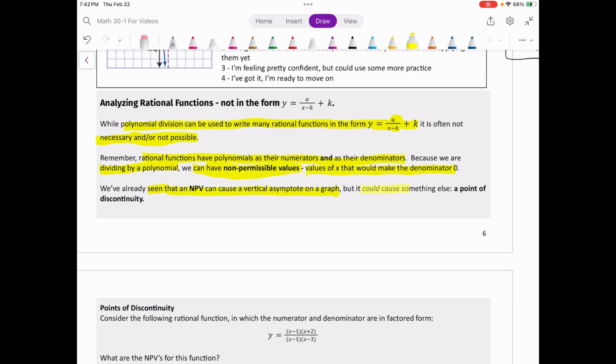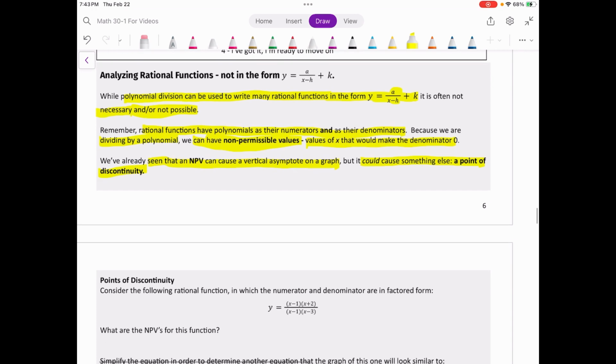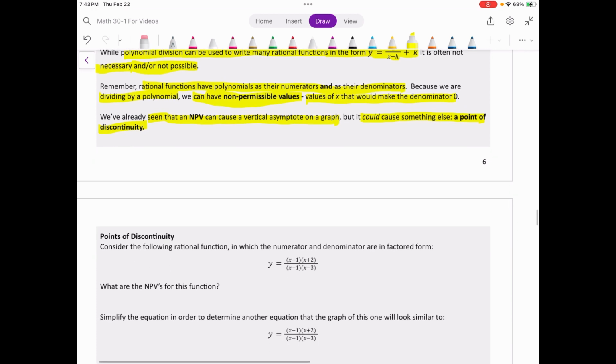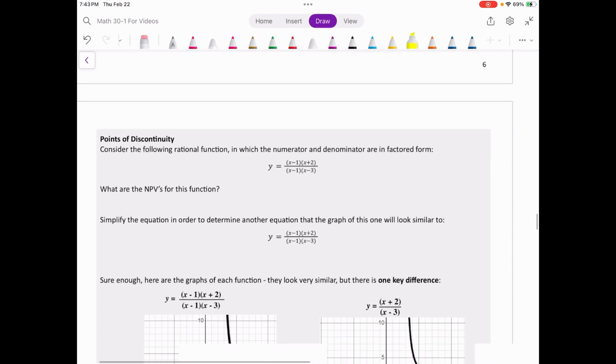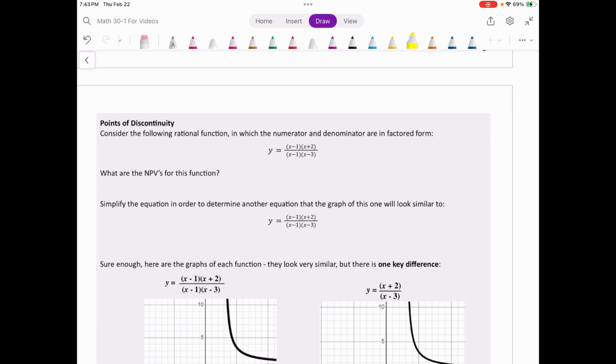But they actually can cause something else, what we call a point of discontinuity. Okay, what is a point of discontinuity? We'll get into it here in a second, but the brief definition is it's just one point that's kind of discontinuous. It's a single point that our graph doesn't pass through, but it doesn't actually influence the overall shape of the graph. It's just one point where the graph is undefined. To get into why this is the case, let's take a look here.